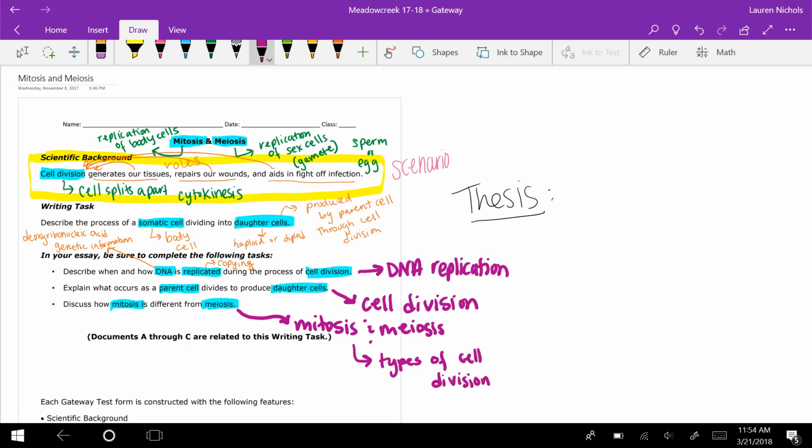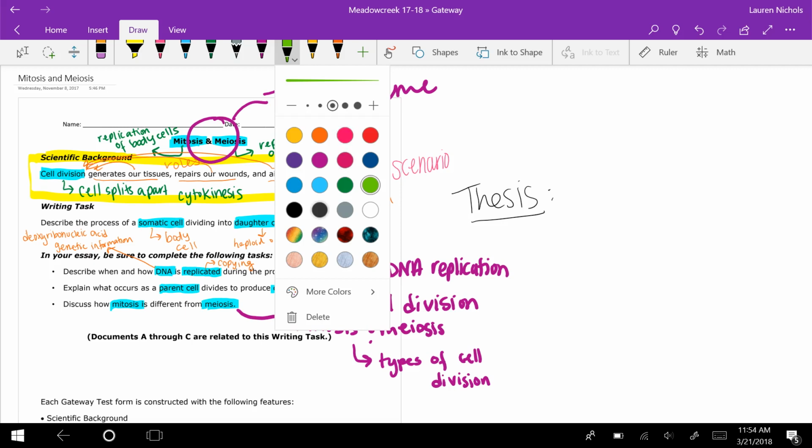We need to put all of these in a sentence and tie it back to our title. Your title is the theme of your paper. It should always tie back to your title in order for everything to flow and connect together. So as we're working on our thesis, let's take a look at how we want to do this.